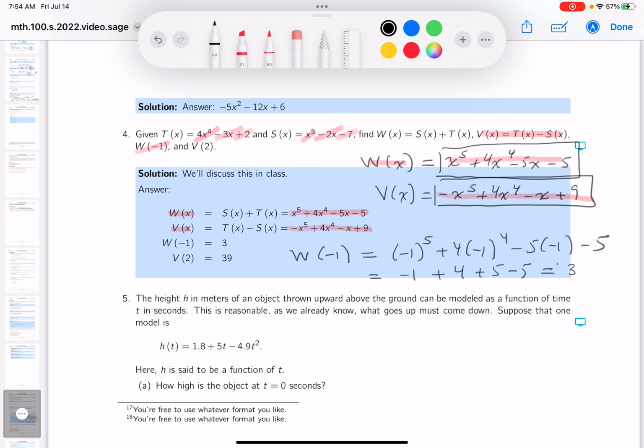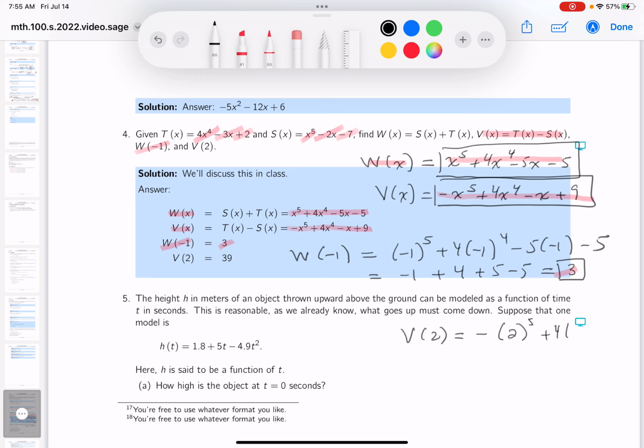All right, let's get our grade key out. And they say it's 3. And we did compute 3, by the way. Let's do v of 2 now. And let's parenthesize the variable. What do you get? Minus, put a 2 there, to the fifth power.